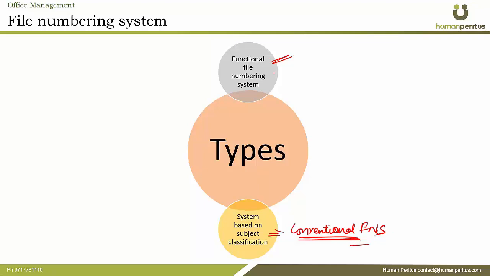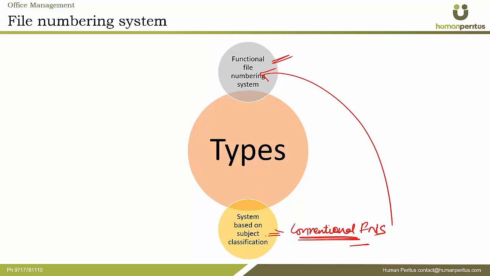This was becoming a very complex system. In every ministry and every department, and then in every section, there were different file numbering systems. There were so many file numbering systems that it was becoming a very complex process for the storage and proper updating of the files. So for this purpose, the functional file number system was introduced, because this was becoming complex.